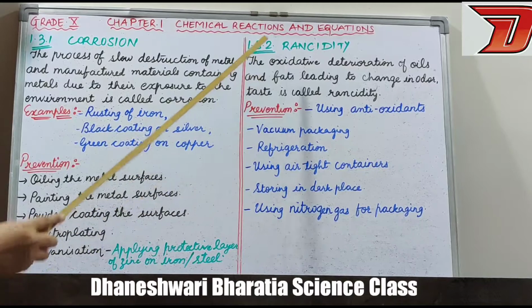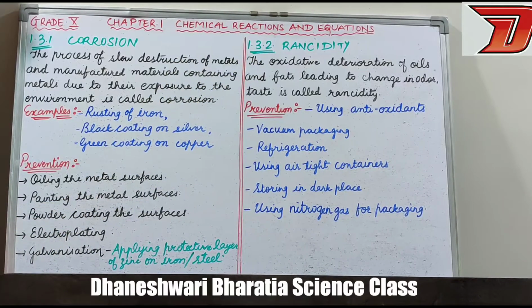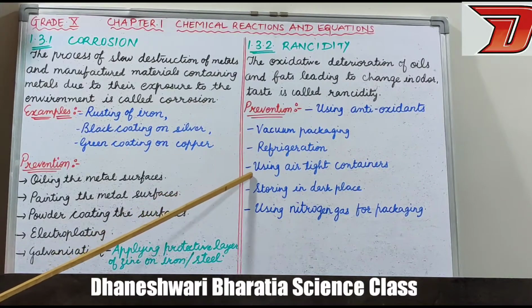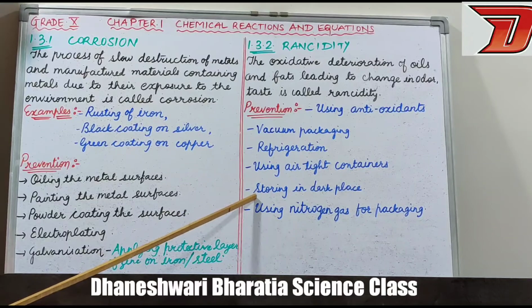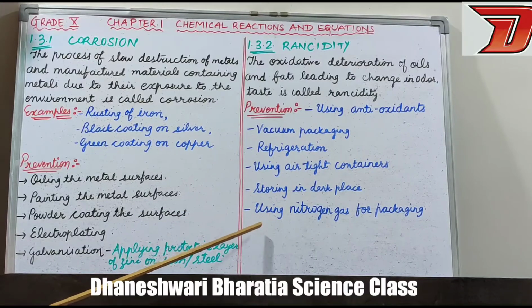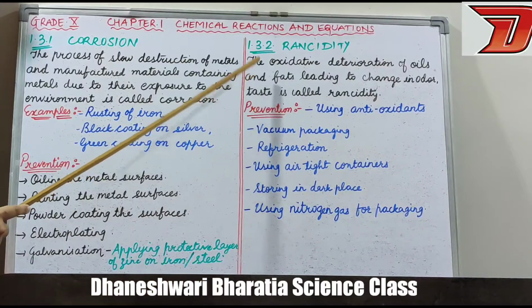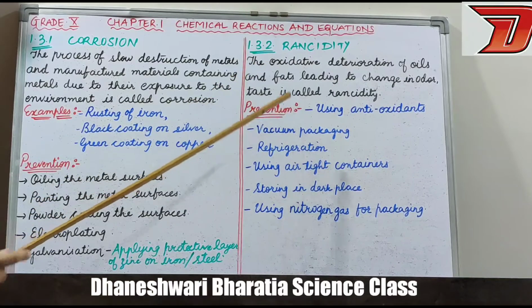So prevention to this rancidity is by using antioxidants, vacuum packaging, refrigeration, using airtight containers, storing the food items in a dark place, and using nitrogen gas for packaging. So here in case of rancidity also you have to learn the definition as well as its prevention, or I can say preventive measures. Am I clear? So hopefully you have understood the meaning of corrosion and rancidity very well.